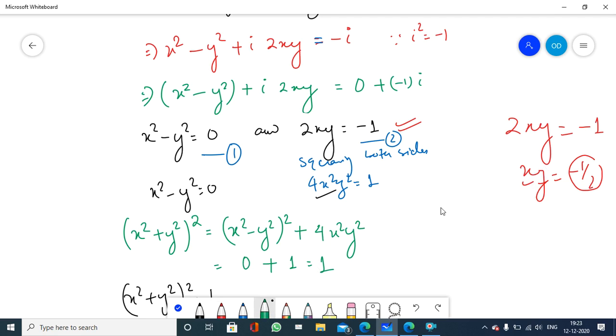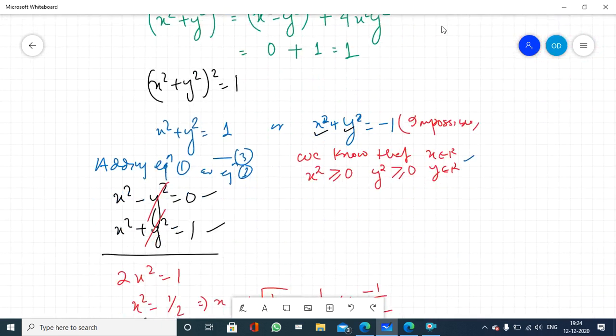Because you see, if x and y both are positive, then positive into positive you get what? Positive. If x and y both are negative, then negative into negative is what? Positive. But here, according to our question, 2xy is equal to minus 1, that is, the product of x and y is negative. It simply means that x and y must have opposite signs. Otherwise, their product will not be negative. One of them must be positive, then the other one must be negative. Got my point so far?